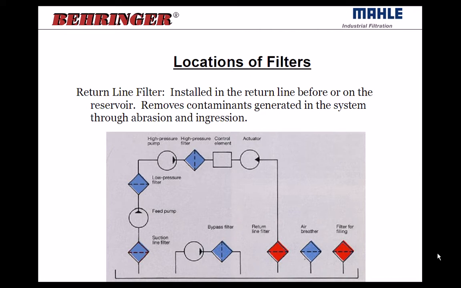Some other location of filters is the return line filter. And this is installed right in the return line before the reservoir. A lot of times it's mounted directly on top of the tank as flange mounting, and the bowl goes inside the reservoir. This is designed to remove the contaminants generated in the system through abrasion and ingression. We talked about the valves with the sliding surfaces possibly generating their own contaminants, and also the actuators, the cylinders and motors bringing in contamination through the atmosphere. Return lines are designed to get the contaminants out before they go back into the reservoir, and it's designed to keep the reservoir clean, or the oil inside the tank clean.